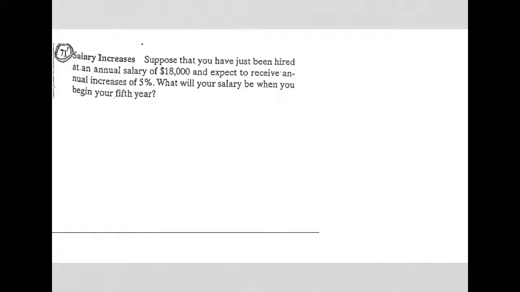Alright, this next question should be pretty straightforward after the stuff we've already done. Suppose you've just been hired at an annual salary of $18,000. So first term is $18,000. And you expect to receive an annual increase of 5%. So our common ratio is going to be 1.05. What will your salary be when you begin your 5th year?